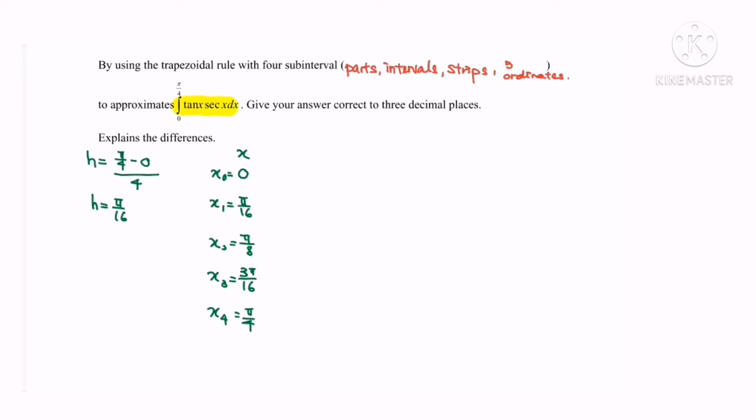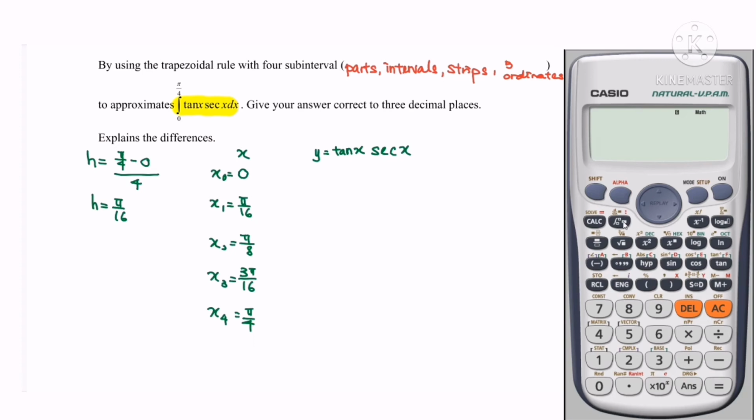Next, kindly substitute the value into the situation where we have y is equal to tangent x, secant x. So do remember, by referring to the calculator, change the mode: shift, mode. Referring to number 4, we have the radian. So now the mode is in radian. So kindly key in the calculator.